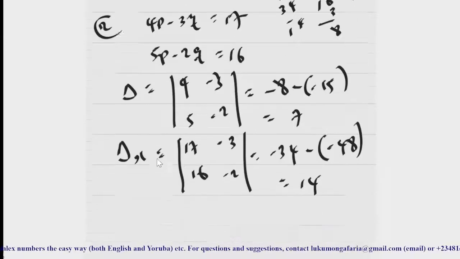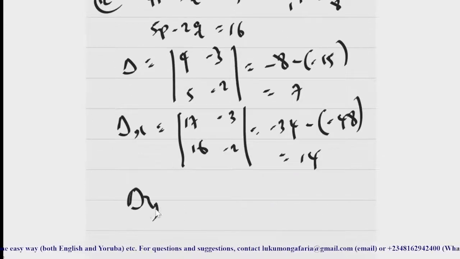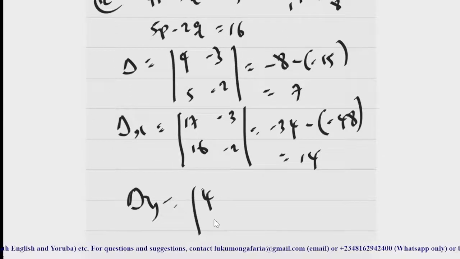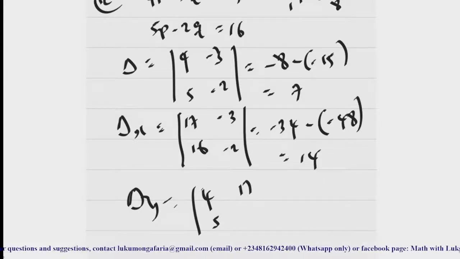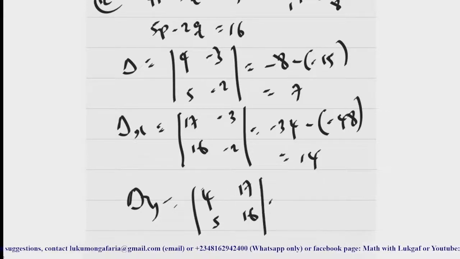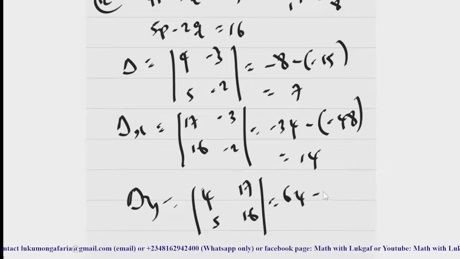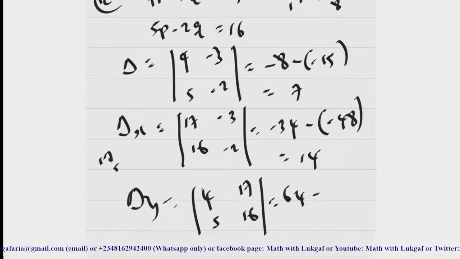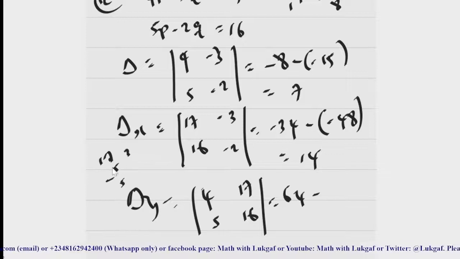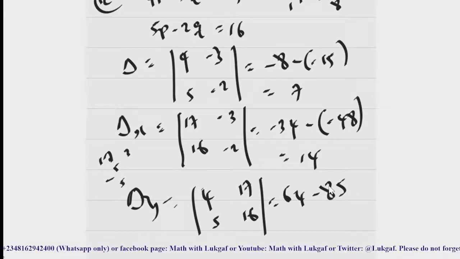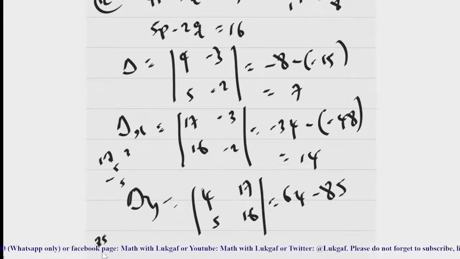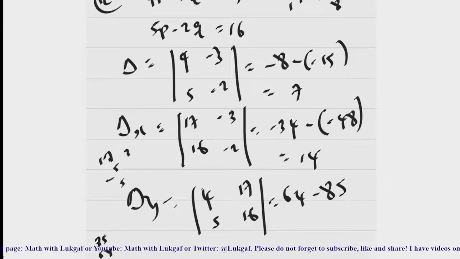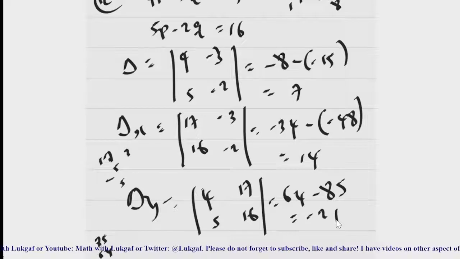So likewise for dq, you are still going to have 4, 5, you copy p, but instead of copying q, you replace it with what you have on the other side. That's 17, 16. And this will give you 64 minus, what is 17 times 5? That is 85. So what is 85 minus 64? This is 21. So that is minus 21. I hope you understand now.